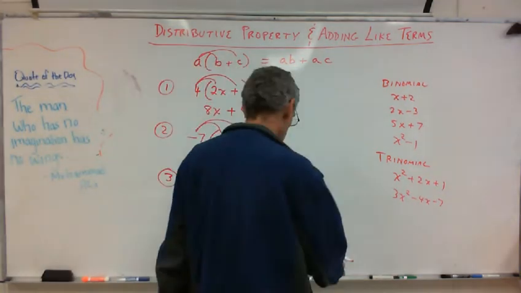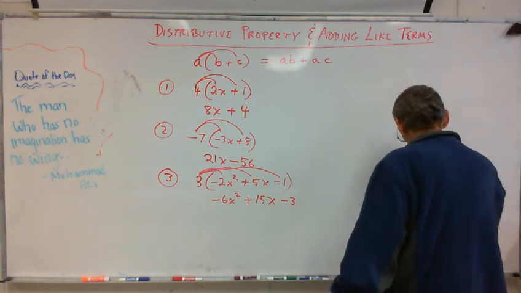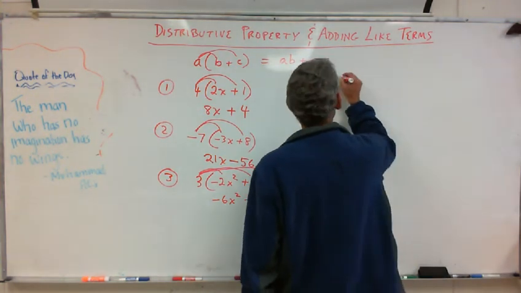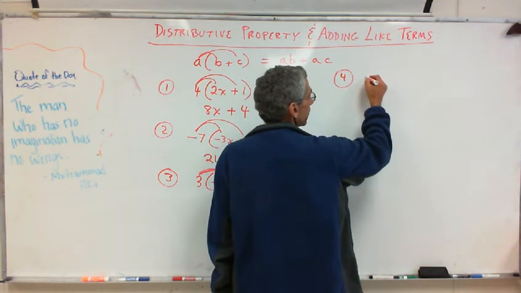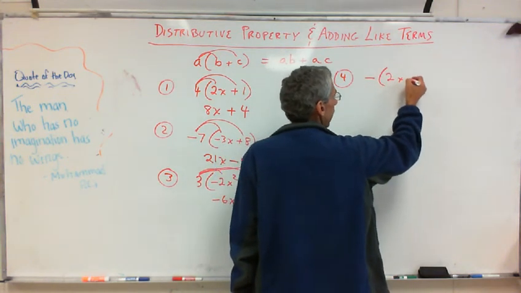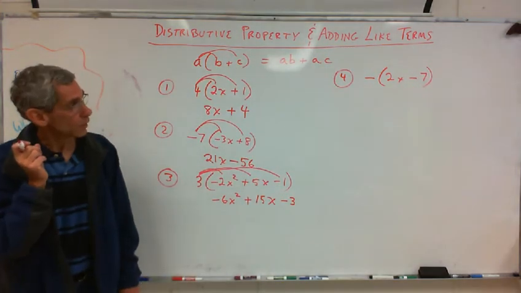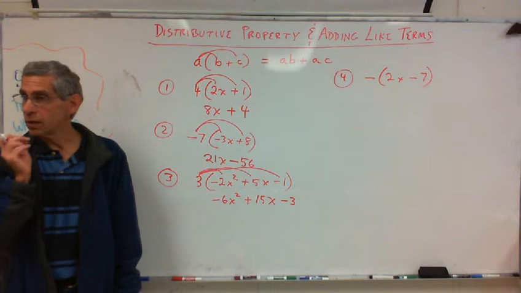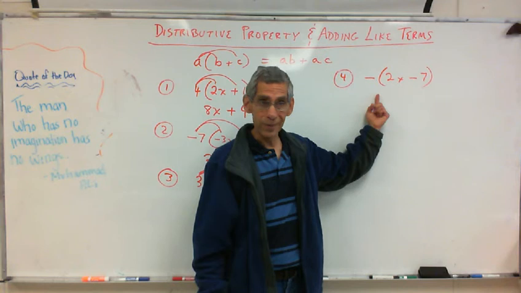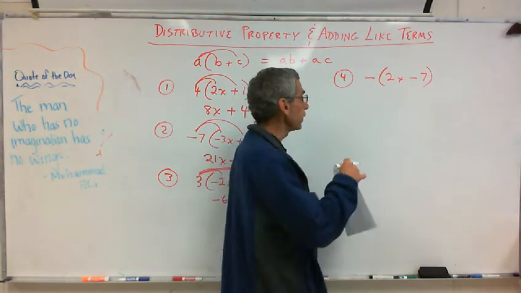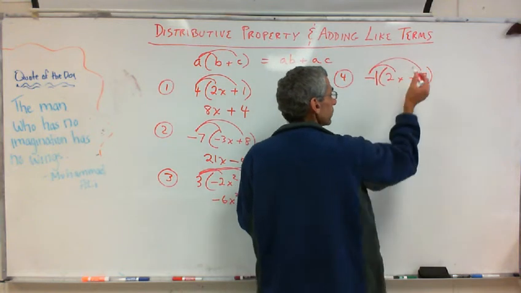Now, a classic problem that you will often see is something like this, that often confuses people. Like number 4. A classic problem would be negative parenthesis 2x minus 7. There is a hidden number between the negative sign and the parentheses. It's always a 1. There's always a hidden 1 there when there's no number. So really it's negative 1 times this and negative 1 times this.